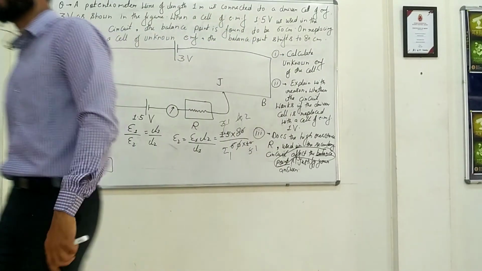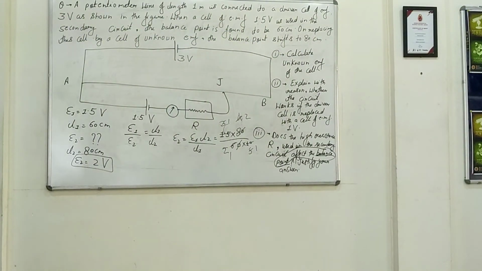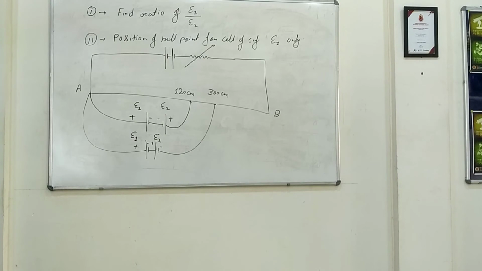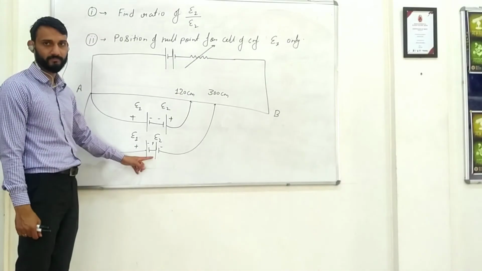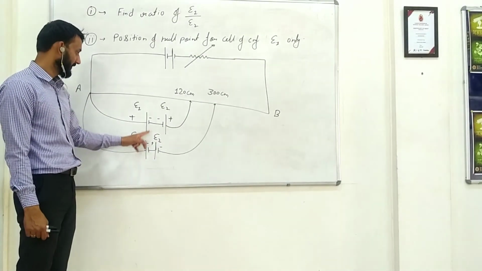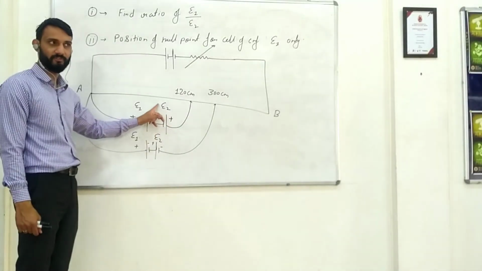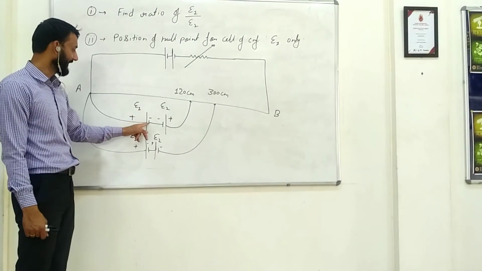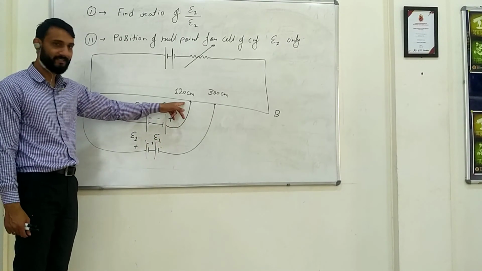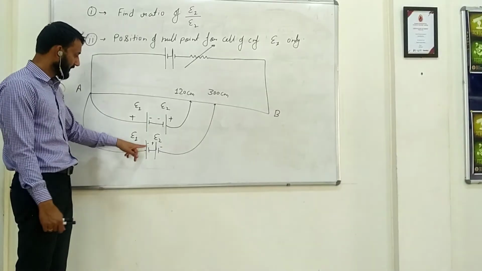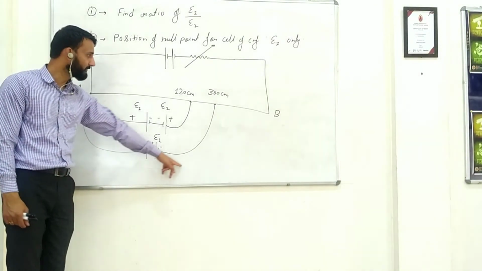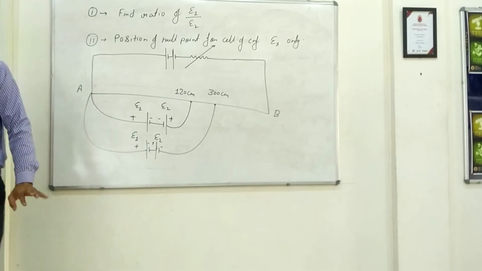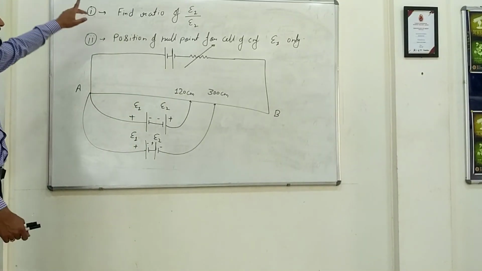One question I will now give you as homework. One of this kind we have already done. Negative is connected to positive, you know how they are connected. Negative is connected to negative, you know what we have to do. Here negative is connected to negative and the balancing length is this, you know what to do. Negative is connected to positive, balancing length is 300, you know what to do. You have to find the ratio of E1 by E2.